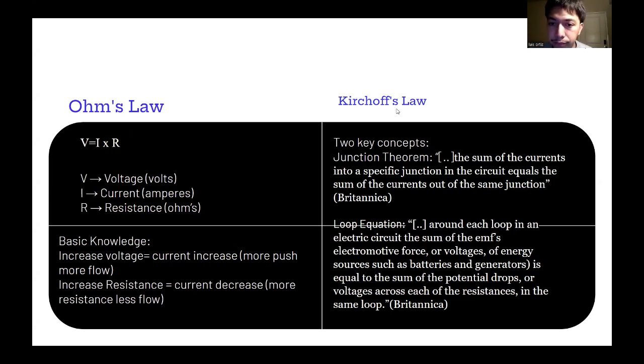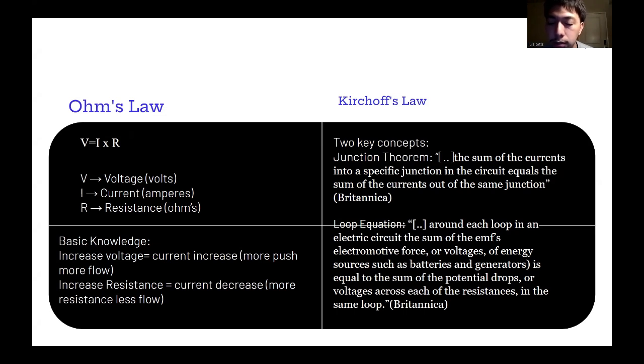And Kirchhoff's law has two key concepts. Here we see the junction theorem. The sum of the current into a specific junction in the circuit equals the sum of the current out of the same junction. It's basically implying that what goes in goes out, and the amount of electricity or the high voltages of currents that you put into an electric circuit would be the same that you get out. It's really simple. It's what goes in goes out. There's nothing much to it.